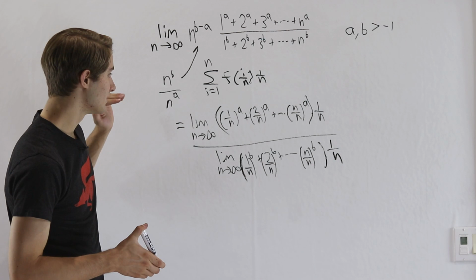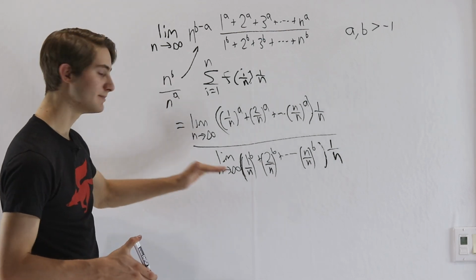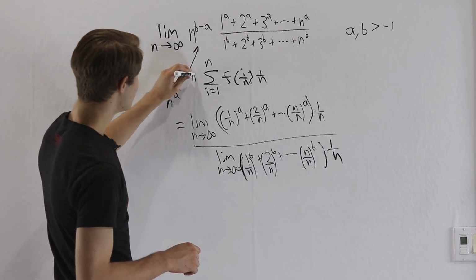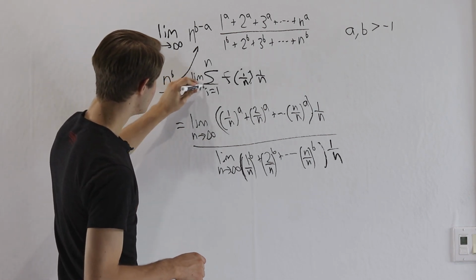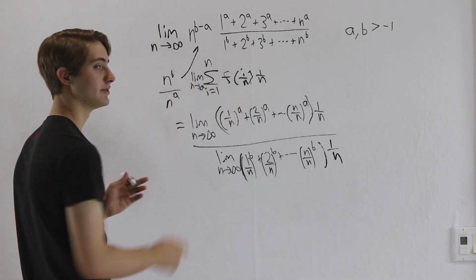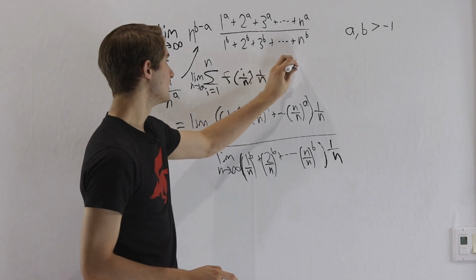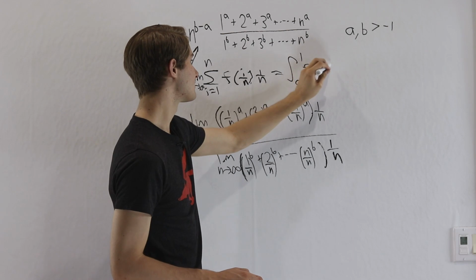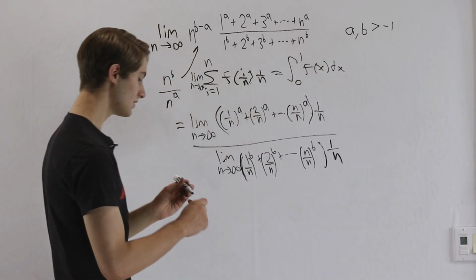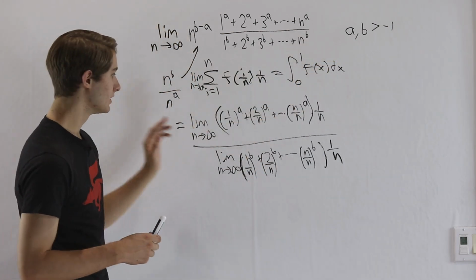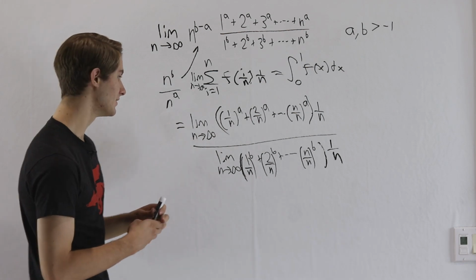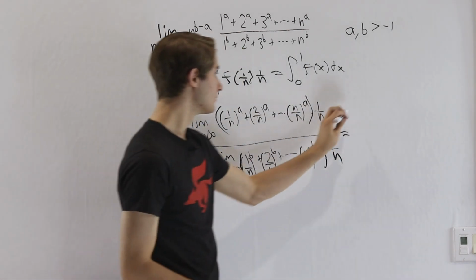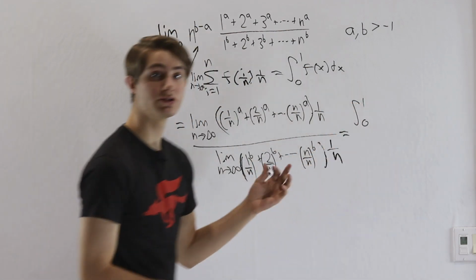So now we actually have a Riemann sum divided by another Riemann sum, and they're both going to infinity. Remember that if we do the limit as n approaches infinity of this sum right here, this Riemann sum, it's going to turn into an integral, the integral from 0 to 1 of f of x dx. So now we can actually plug that in to these two limits right here. This is going to be equal to, well, on the top, we're going to get the integral from 0 to 1.